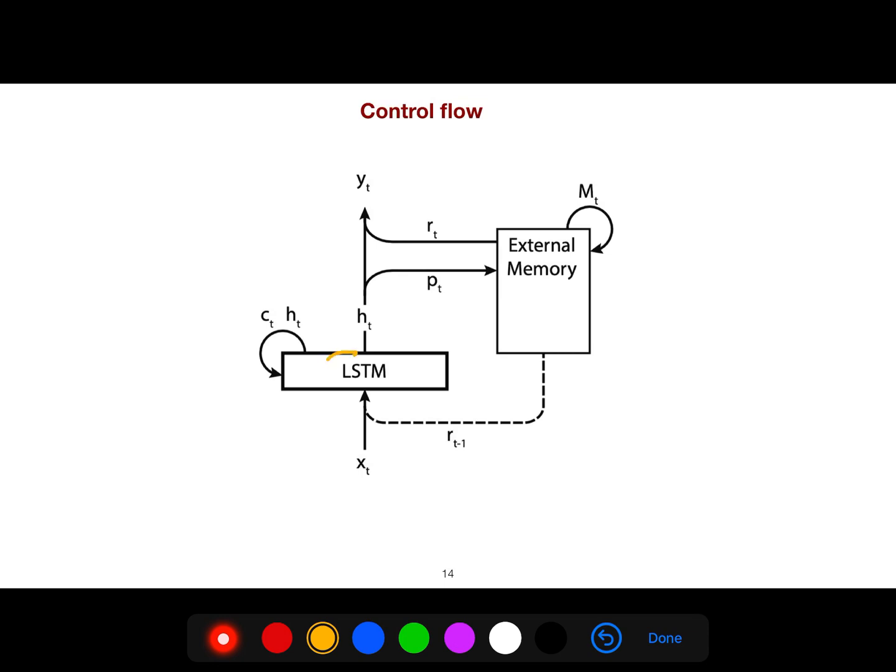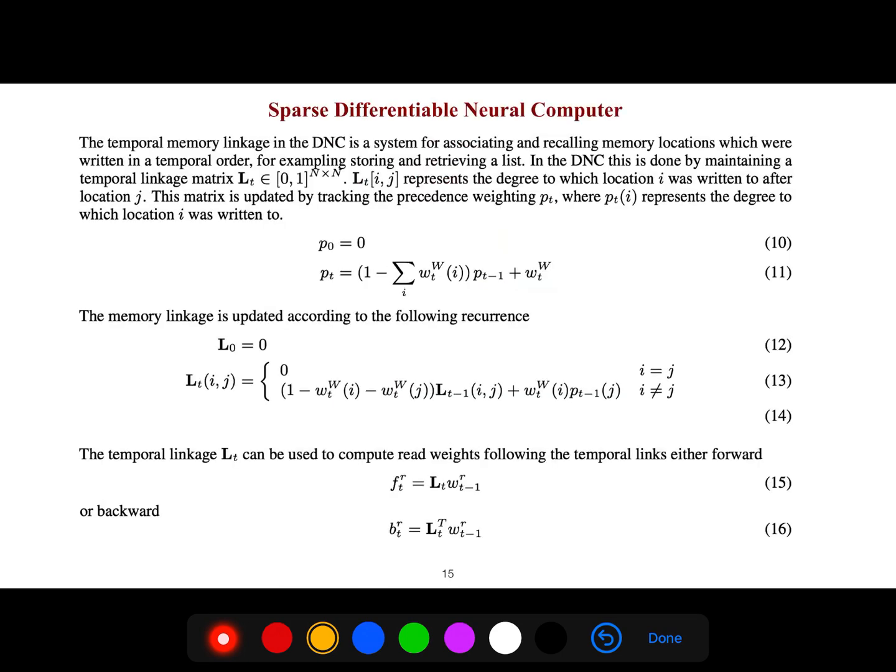This is external memory, while all of the long short-term memory is considered internal memory. We have an external memory as well, so we are generalizing LSTM here. This is a sparse differentiable neural computer. The linkage is updated in a different way than in the previous lecture. The temporal linkage can be used to compute read weights following the temporal links, either forward or backward. This is forward, this is backward.